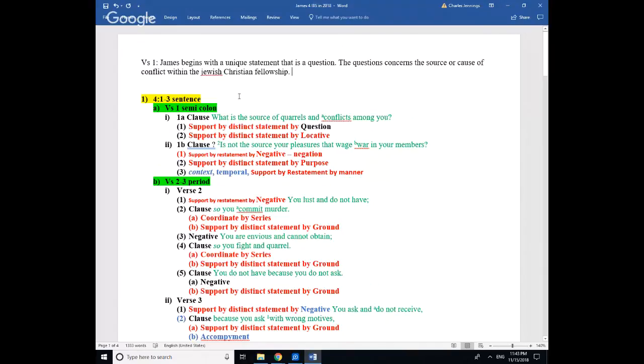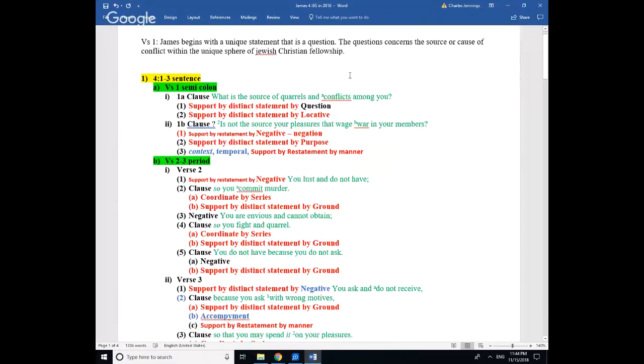All right. So now we look here. What is the source of quarrels or conflicts among you? So we got the support by distinct statement. We got the mention of the question. But look, the locative, the location, is also given a distinct statement. The source or cause of conflict within the, we're just going to use the word again, unique sphere. That's another word for locative in a metaphorical sense of Jewish Christian fellowship. All right. So that's 1A.